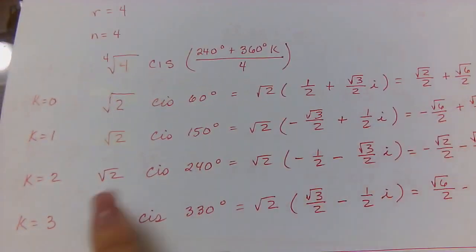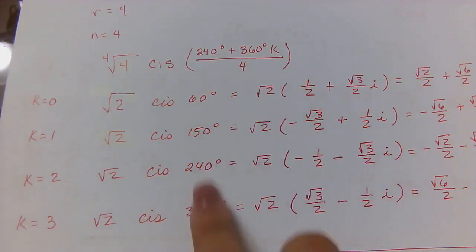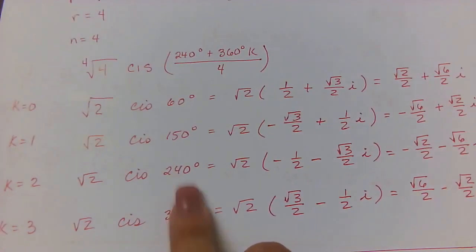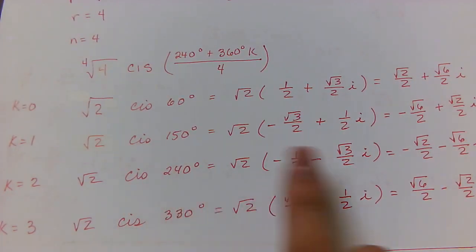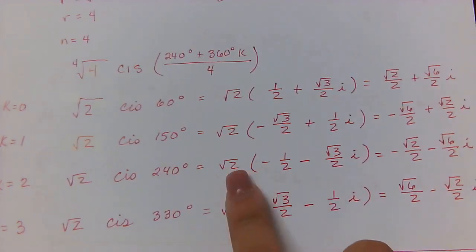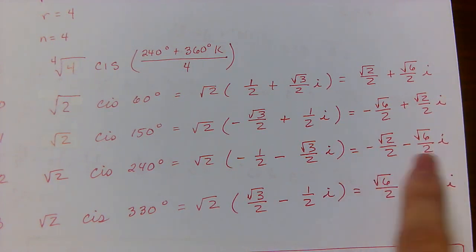Okay? Let k equal to 2. Again, square root of 2, cis, put a 2 in here, evaluate it, you should get 240, and then do cosine of 240, which will give you this, sine of 240, which should give you that, and then distribute the square root of 2 into the parentheses, and there should be your answer.